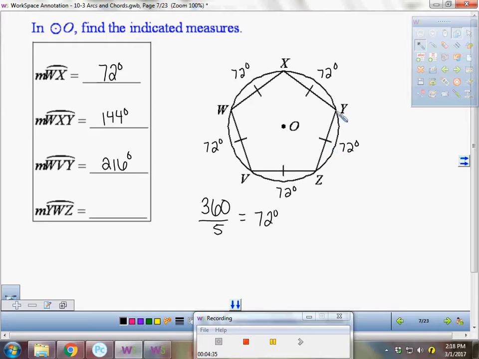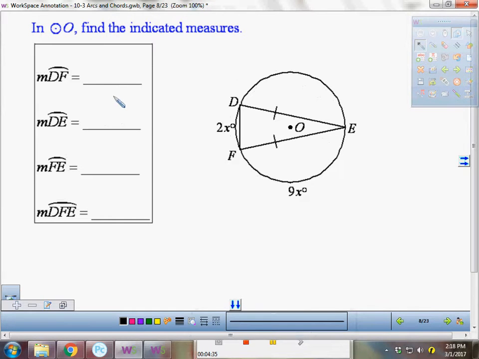And YWZ, which is 4 of those pieces, which would be 288 degrees. Make sure that you go in order, too. You don't want to go Y, W, and then Z. I mean, that makes no sense. So make sure you do Y, next one is W, and then the next one I come in contact with is Z.